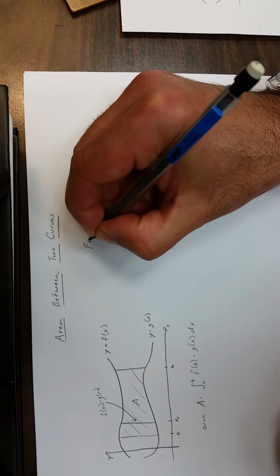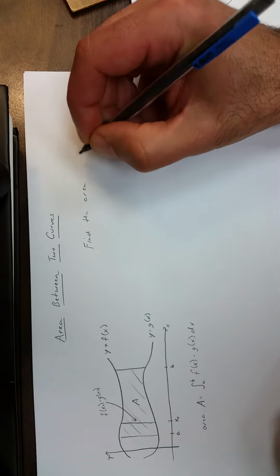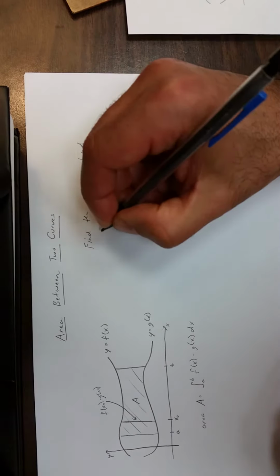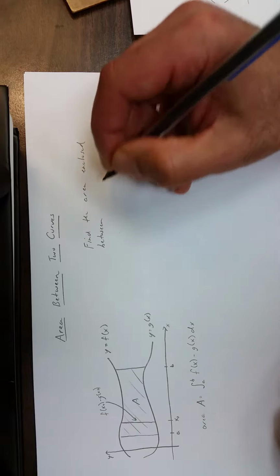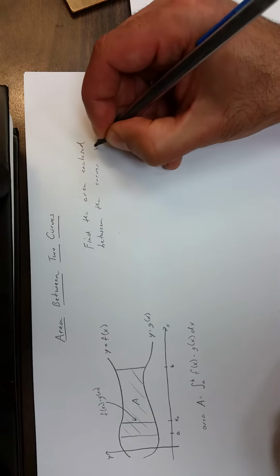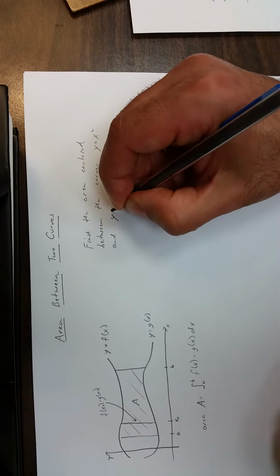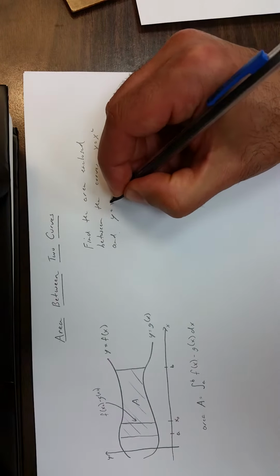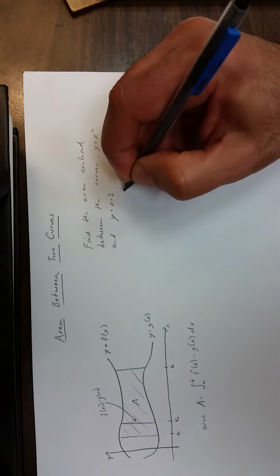Find the area enclosed between the curves y equals x squared and y equals, let's say, x plus 2. Let's draw ourselves a little picture here.